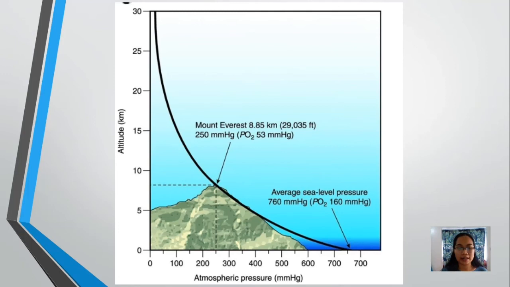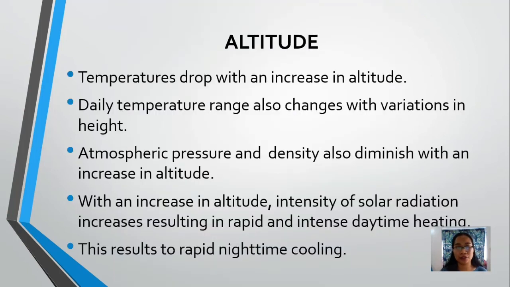Okay, you can see here, the higher the altitude, what happens to the atmospheric pressure? There is a decrease in the atmospheric pressure as you increase the altitude. Okay, in altitude naman, how does it affect temperature? The higher the altitude is, the lower will be the temperature.